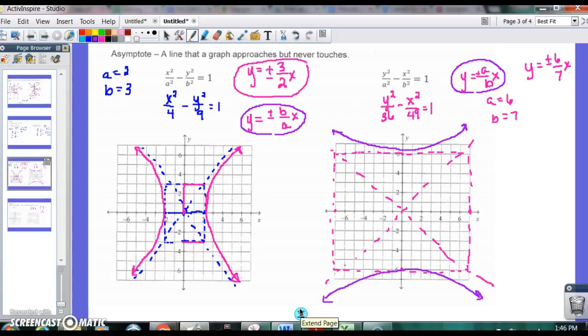Hopefully those notes help when you're doing the assignment. Then the next lesson we'll be talking about what happens when you shift your hyperbola and your center is no longer at the origin and it shifts to a different point.